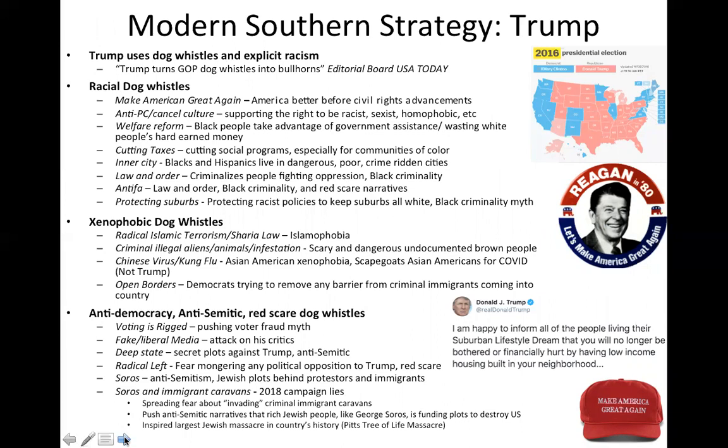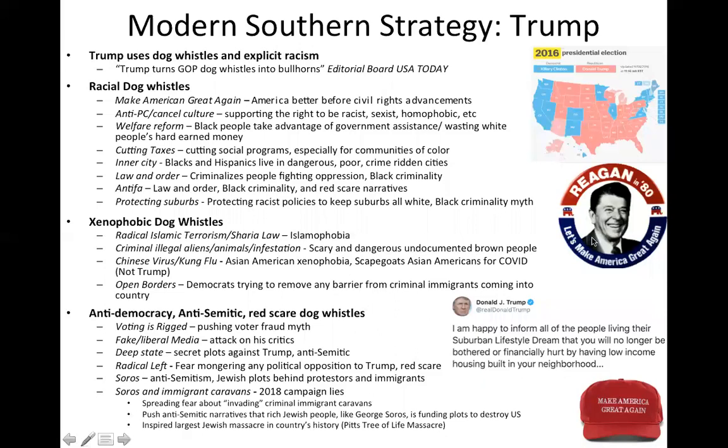he said. So a lot of people will claim that the racial dog whistles died with Trump because, as the editorial board of USA Today says, Trump turns GOP dog whistles into bullhorns. But in reality, he's using tons of dog whistles. I mean, his very campaign is "Make America Great."